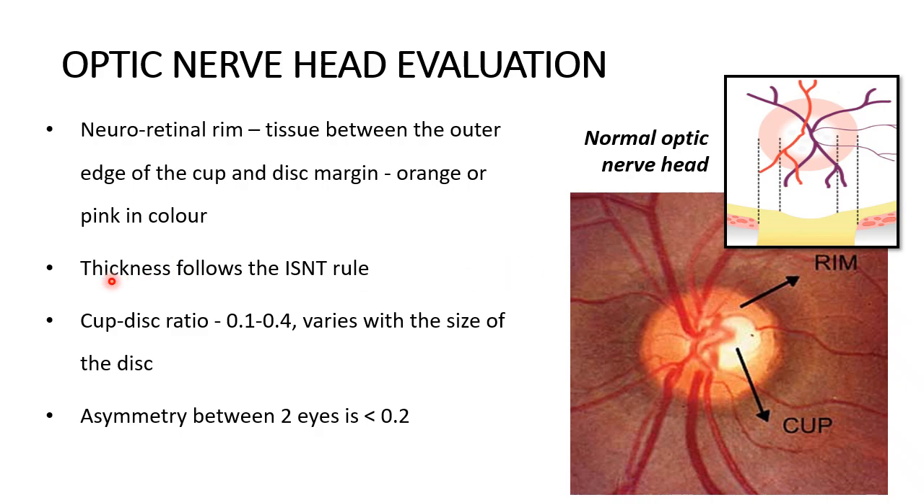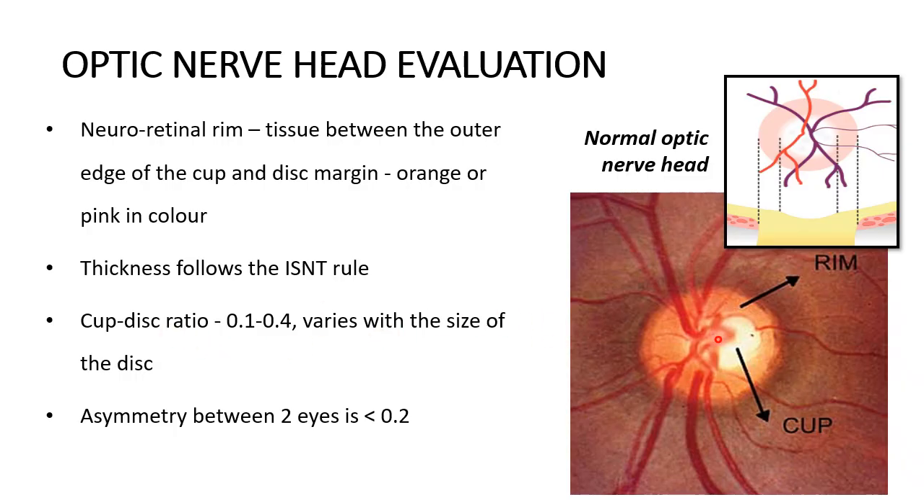Now, in normal individuals, the thickness of this rim follows the ISNT rule, which simply means the inferior rim is the thickest, followed by superior, followed by nasal, followed by temporal. The temporal rim is the thinnest.